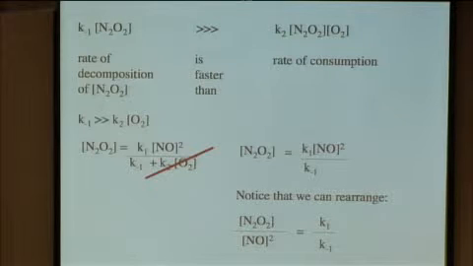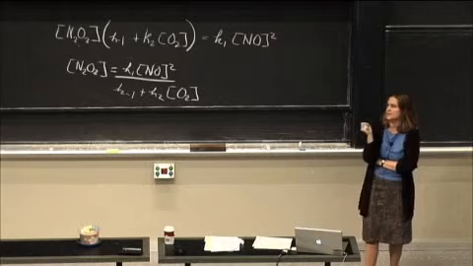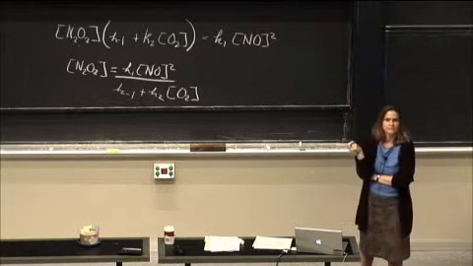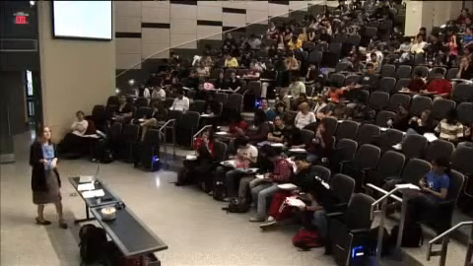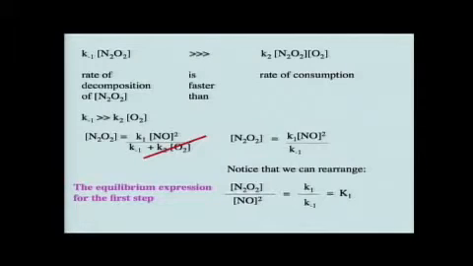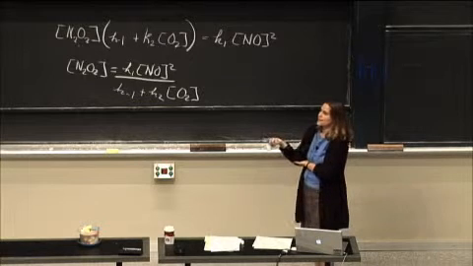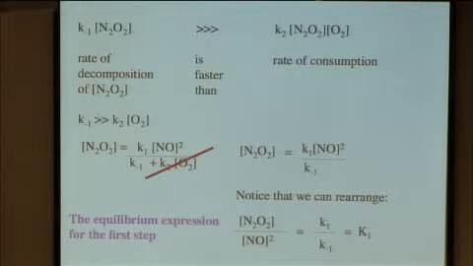We can also rearrange that and bring our concentration terms on one side. So we have our intermediate over our NO squared, and that is going to be equal to k1 over k minus 1. What is little rate constant k1 over rate constant k minus 1? Big K, right. So that's another way of saying the equilibrium expression. It's the equilibrium constant for the first step, equal to k1 over k minus 1.